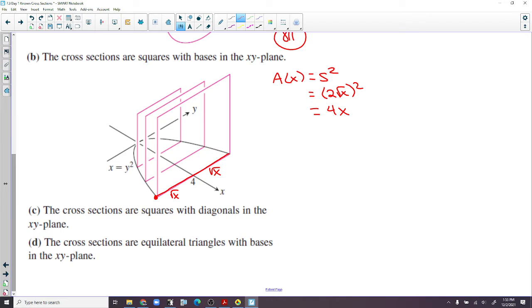Here, I'll even help you with the picture. I'll let you picture it. Cross sections are squares with diagonals in the XY plane, not the sides. So very rough. I am a trained artist. Sarcasm.